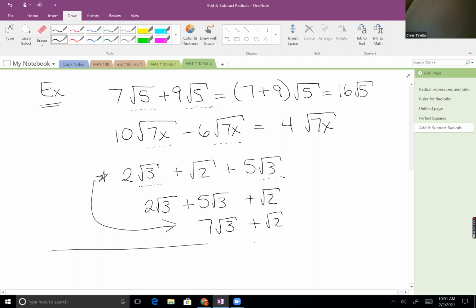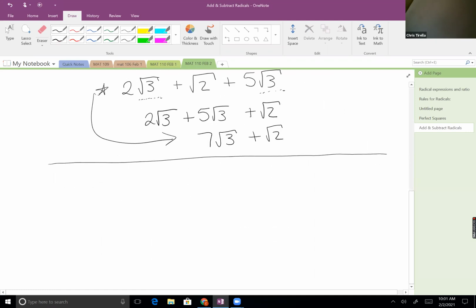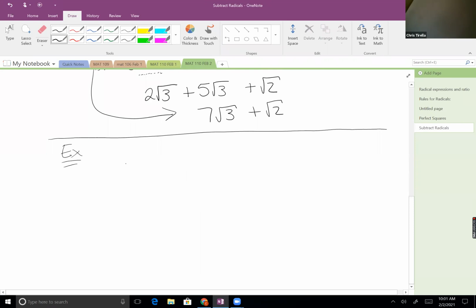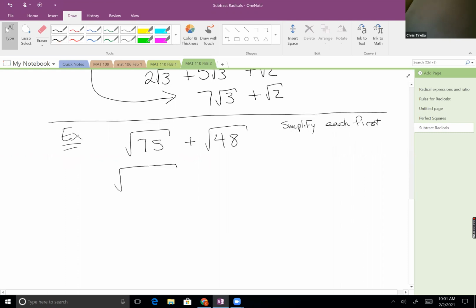Another example. What if I have the square root of 75 plus the square root of 48? Uh-oh. As I look at those right now, they're not like. However, we can't just back away from this problem and say that they're not like. Before we make that decision, we need to simplify each first. And so when I look at the square root of 75, can anybody think of a number that's a perfect square that goes into 75 evenly?